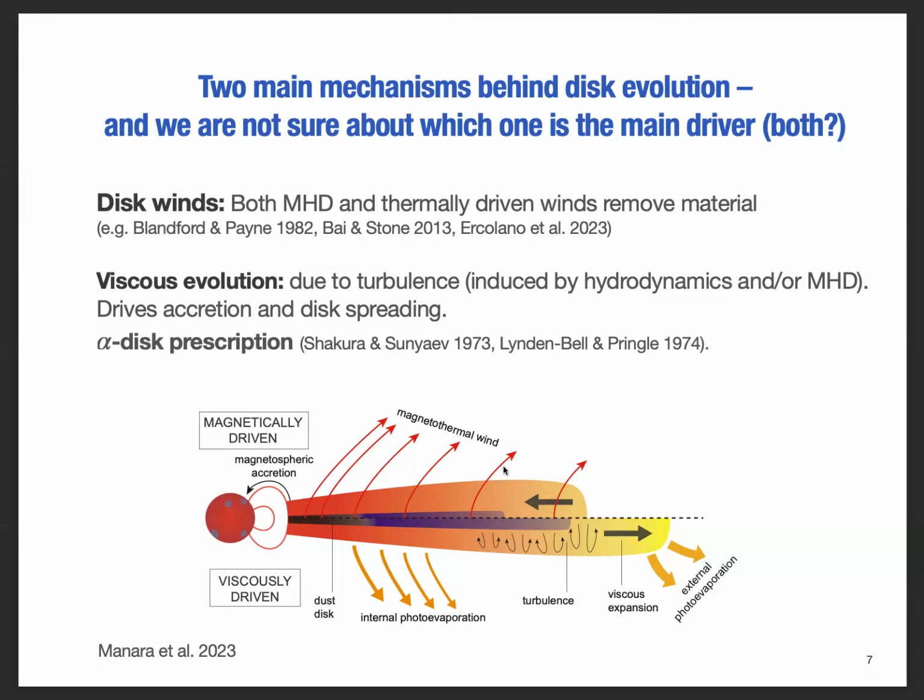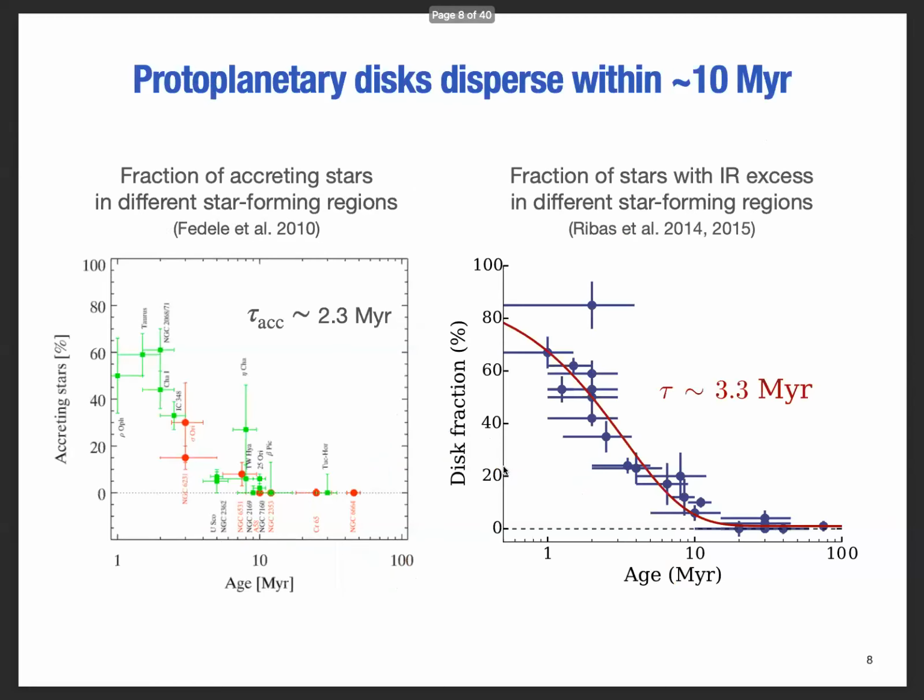And the reason why I mentioned the alpha disk prescription in particular is it gives you a prescription for the type of structure that you expect in a disk. So you can use that to model the observations and see if it matches or not. And alpha is this parameter that parameterizes turbulence in the alpha disk prescription. And that will be important in the future.